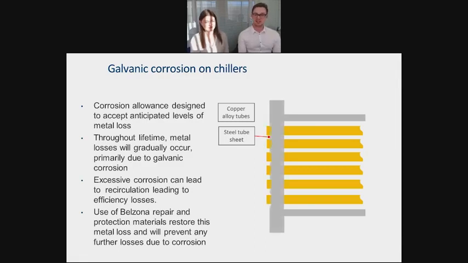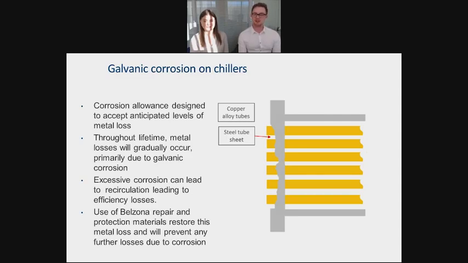And the second one is leakage. This loss of metal, mainly through erosion or corrosion, can cause leakage of this coolant and potentially contamination of the chilled water itself. Again, it drops the efficiency. Normally, a corrosion allowance is designed into the system to accept anticipated levels of metal loss. However, throughout its lifetime, metal losses will gradually occur, and if the corrosion allowance is exceeded and gaps begin to appear, eventually you'll get recirculation, which again drops your efficiency massively.